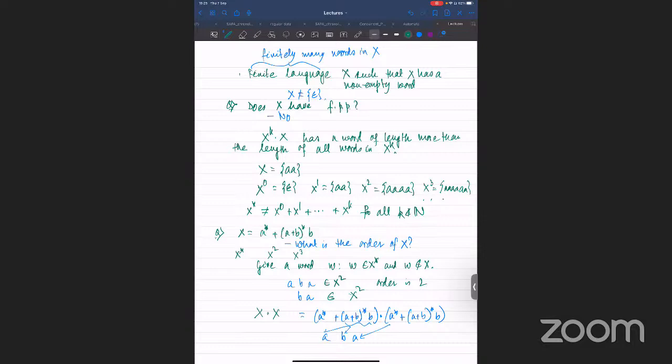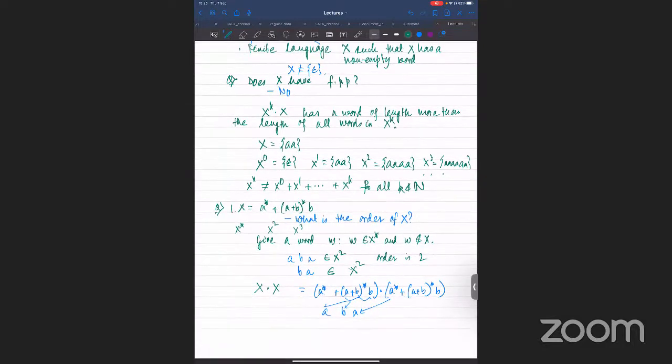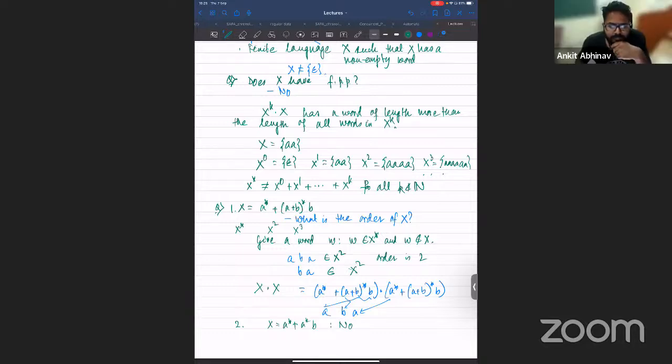Okay. Now, quickly, can you tell me if I consider this language X equal to A star plus A star B, what is the order? Is this language FPP? No or yes? No. Why? So Bikhan says no. So why do you think? What do you think, Ankit? Yeah, I'm not able to get it, sir.